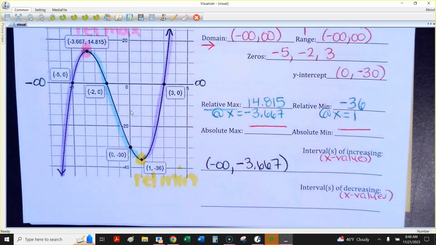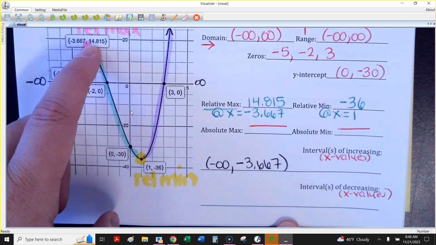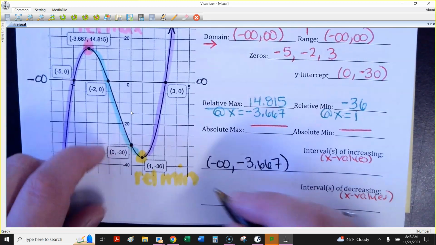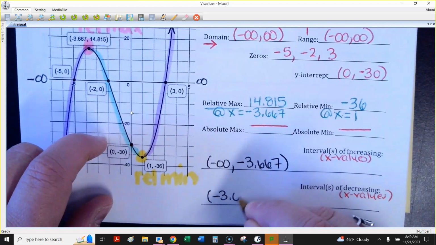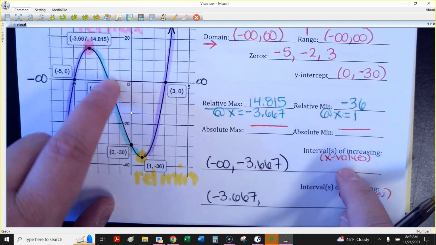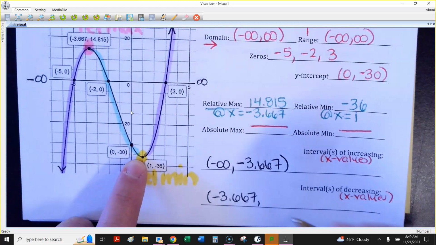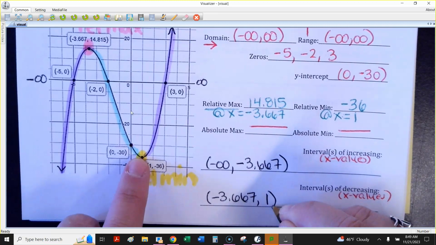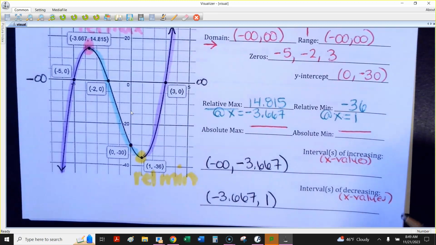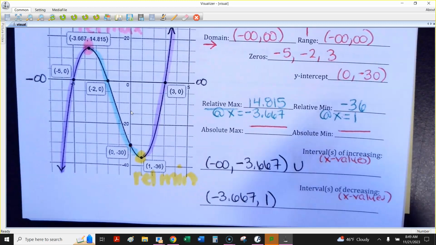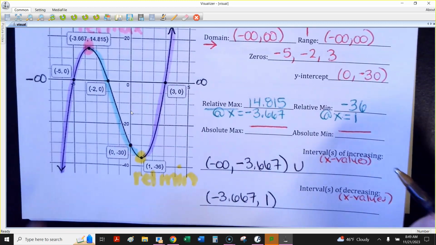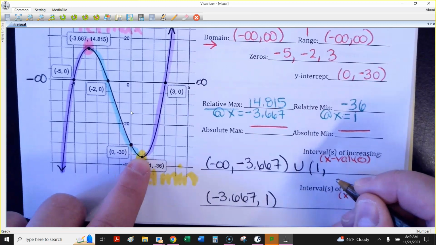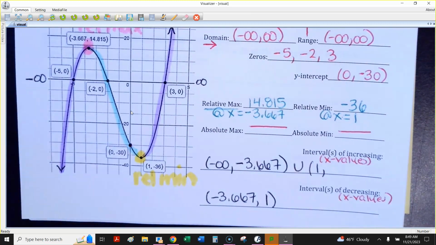Now, at that same point, that's where I turn, and I start going decreasing, down, down, down, down. These y values are going down. So you're going to start up there. We're using parentheses. So negative 3.667 until I get to this point, and I want the x value. So at the 1, then we're going to turn, and we're going to start increasing again. So if you have more than one interval that's increasing or decreasing, you just put that little union symbol in between, just means there's more than one. So now at 1, the rest of the graph, as I go to the right forever, the rest of that graph is increasing. So it's just 1 to positive infinity for the interval. Does anybody have a question?